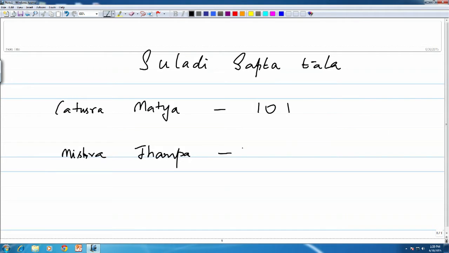Matya Tala has a structure 1, 0, 1. Jhampa has 1, Anudruta and Druta. So Laghu, Druta, Laghu, Laghu, Anudruta, Druta. So Chatushra Matya will have 4 plus 2 plus 4, that is 10. Mishra Jhampa will have 7 plus 1 plus 2. That's equal to again 10.